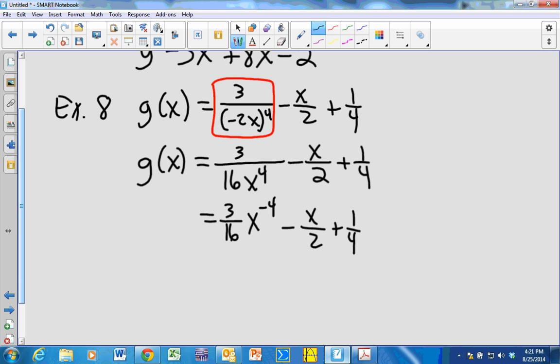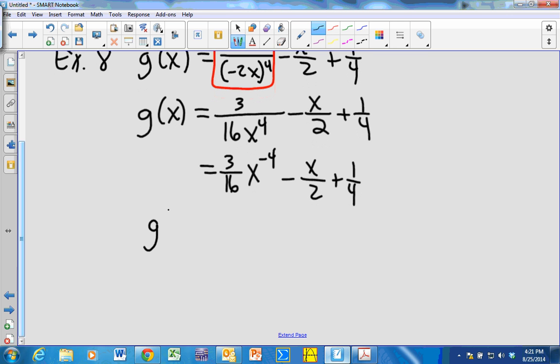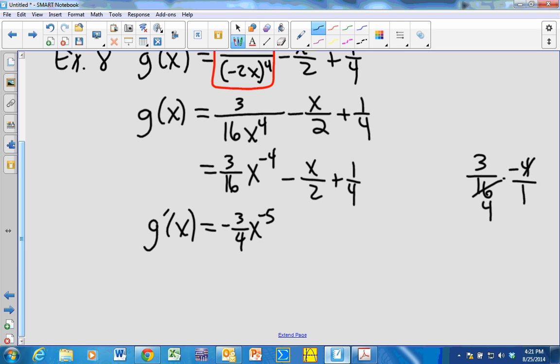And now that we've rewritten it, it's really easy to find g prime of x. We just go through and do our derivative. So we take negative 4 times 3/16. Again, over here to the side, if you're not sure what to do, go write it down. 3/16 times negative 4. Don't sit and stare at it. Just write it down. Divide that out, and so you get negative 3/4. So we have negative 3/4 x, and then we lower the power by 1. So we had x to the negative 4. We put the negative 4 in front, and now we lower by 1, and we get negative 5.